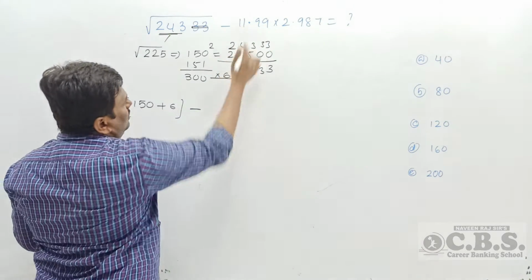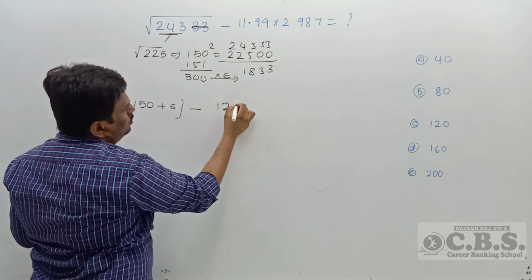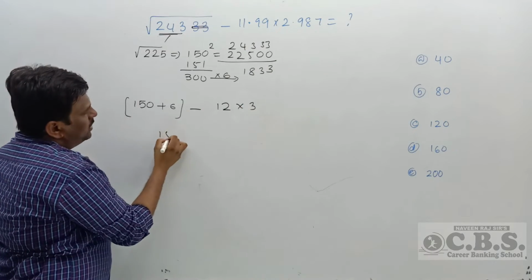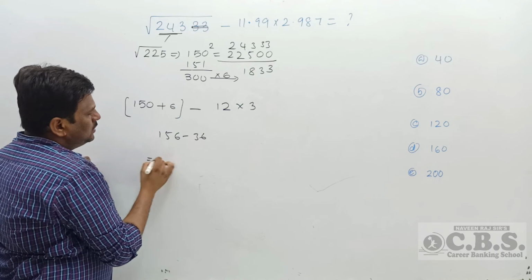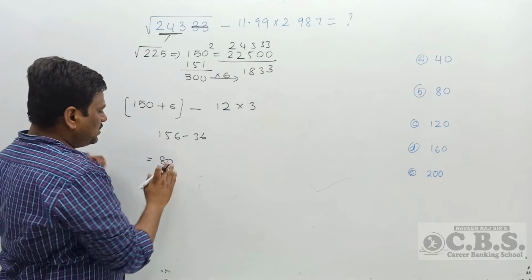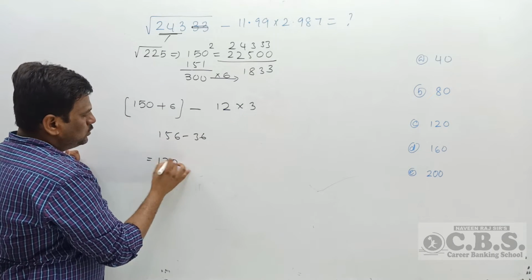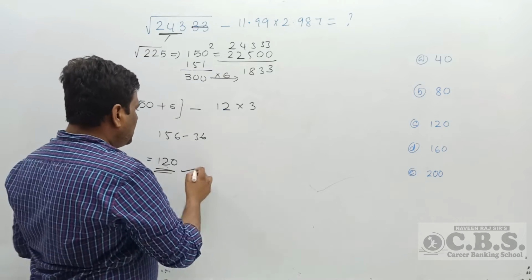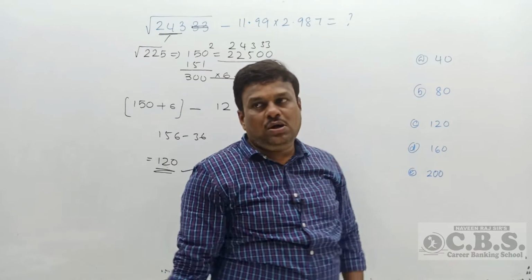And the approximate of 11.119 is 2. 12 into 3, so 156 minus 36, your answer is 80. Sorry, your answer is 120. So which option is the right answer? Option C is the right answer. This is the process to approximate this question.